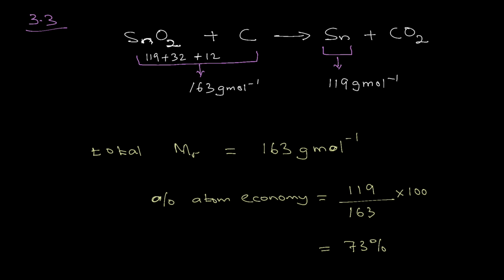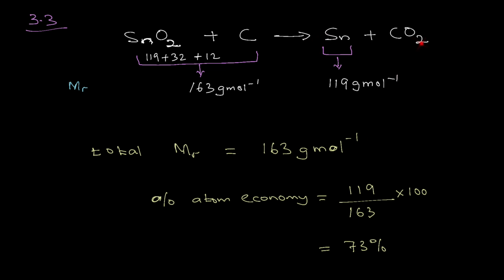So we need to work out the relative formula mass of the reactants and the relative atomic mass of the product that we need, the useful product we call that. And so the relative formula mass of the reactants is 119 for tin, 32 for 2 oxygens, each is 16, and 12 for carbon. That adds up to 163 grams per mole. And tin is given, which is 119 grams per mole. So the total mass is 163, and the atom economy will be 119, that's the useful mass, over the total mass of the reactants, times 100.